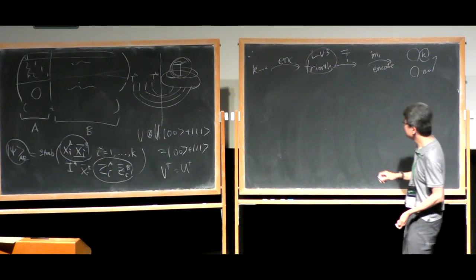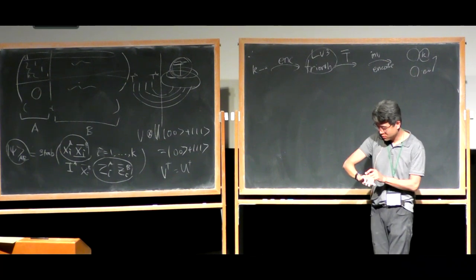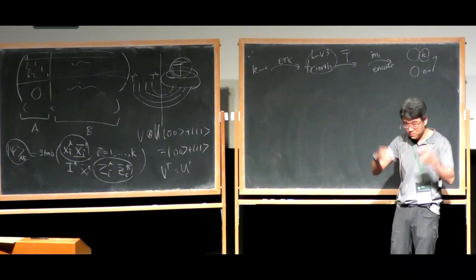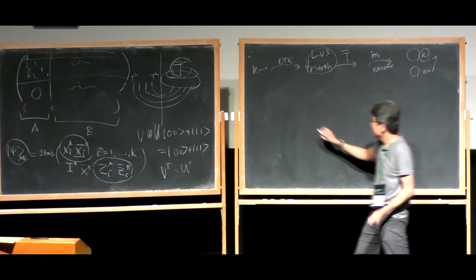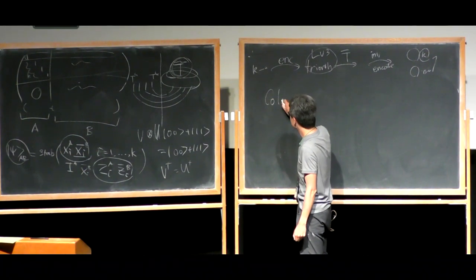Okay. So let's now examine one important example that comes in an infinite family, and that is the color code in three dimensions.